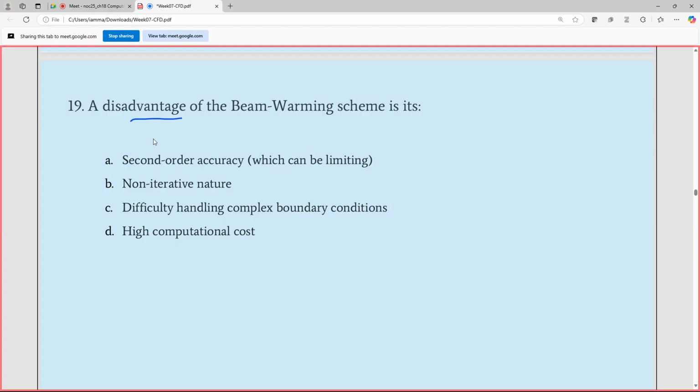A disadvantage of the Beam-Warming scheme is: the options are, option A, second order accuracy. Option B, non-iterative nature. Option C, difficulty in handling complex boundary conditions. Option D, high computational cost. So which of the following is a disadvantage of the Beam-Warming scheme?